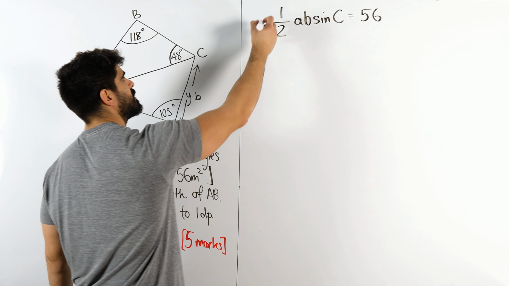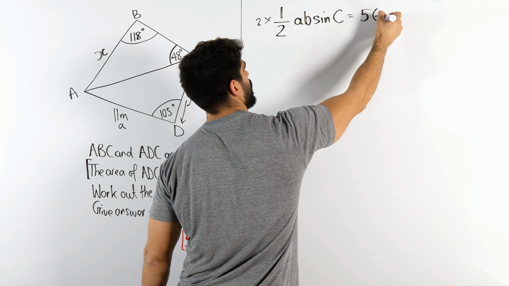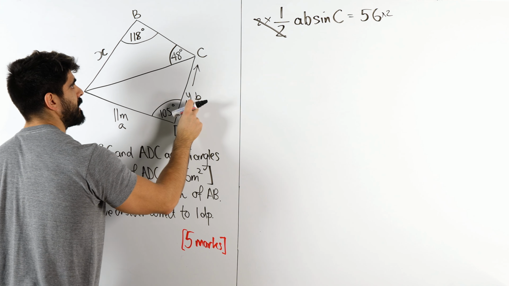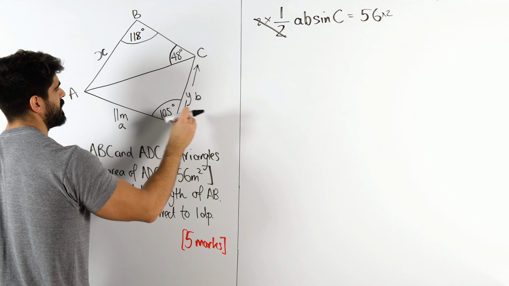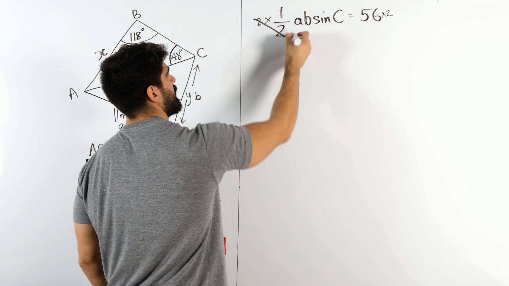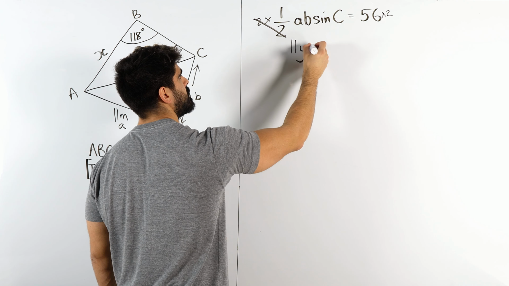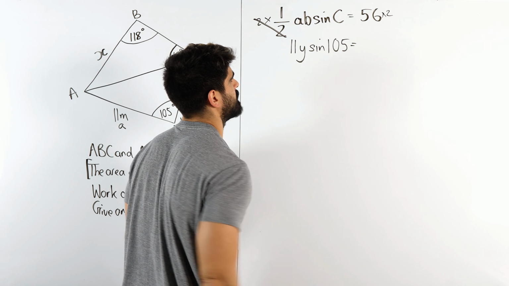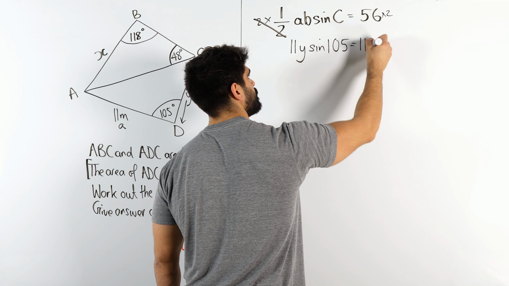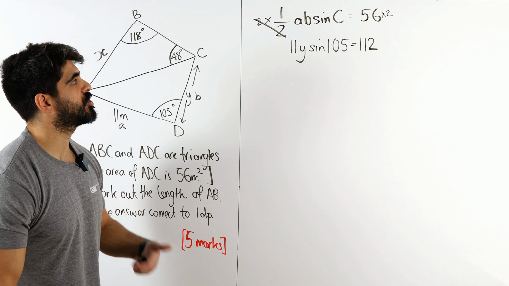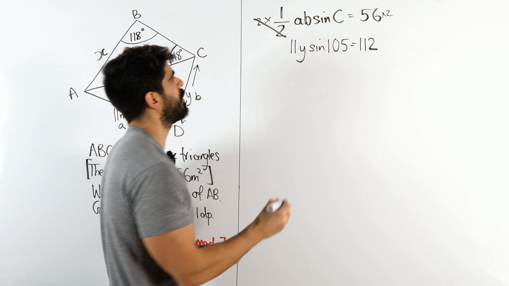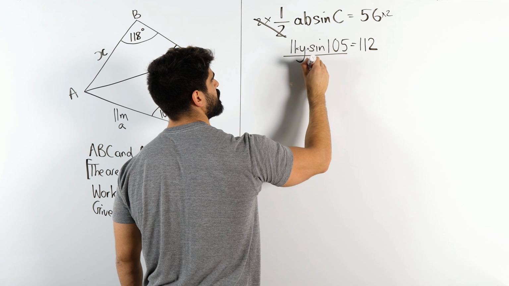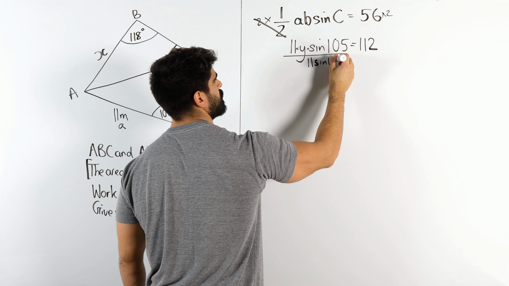So, I'm going to just times both sides by 2 just to get rid of that half. So that goes. I'm going to get ab. Doesn't matter which way you write it. 11y. So I have 11y sin of the angle 105 is 56 times 2, which is 112. From here, we can rearrange to find y. Now remember, to find y, this is all multiplication, right? So we can easily work out y by dividing both sides by 11 sin 105.